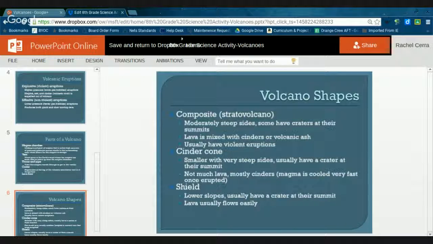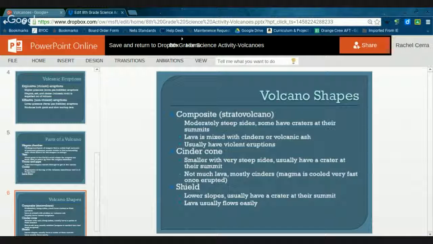Okay, we've got 3 different volcano shapes. You've got a composite volcano, and you've got a cinder cone, and you've got a shield. I'll show you pictures of these on Monday because I don't think I've got pictures of them. So I'll show you the pictures on Monday of these. A composite volcano is sometimes called a stratovolcano.